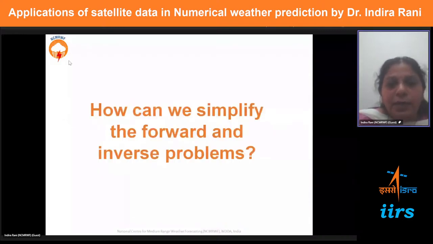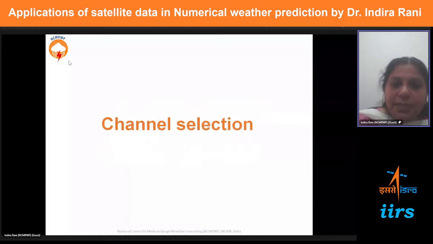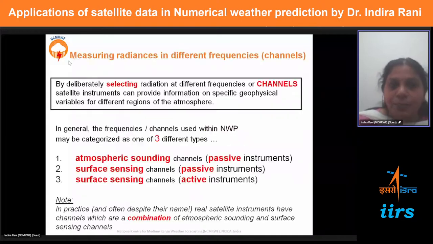Then how can we simplify the forward and inverse problems? For simplifying this, we have to do some channel selection. What the satellite measures is the energy reaching the top of the atmosphere, and this energy depends on the frequency, as we have seen in Planck's equation and the radiative transfer equation. By deliberately selecting radiation at different frequencies, that is in different channels, the satellite instrument can provide information on specific geophysical variables for different regions of the atmosphere.